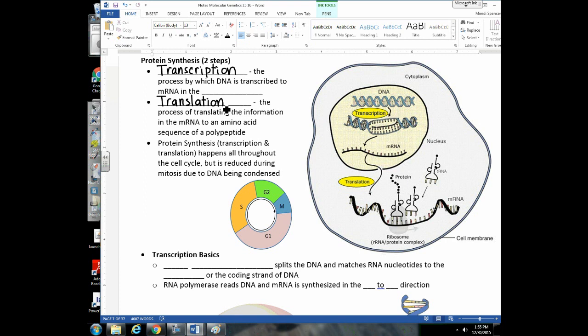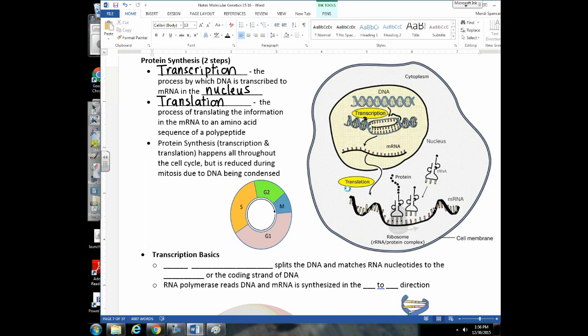Now, I'm just giving you a big idea of what's happening in transcription and translation, and then we're going to focus on the details of each of these processes. In transcription, the DNA gene is being copied, just the gene, not the entire DNA molecule. The gene is being transcribed to mRNA, and this takes place in the nucleus. So we can see here that the DNA is being split open. You see it being split open right here. We have the mRNA being made. So this is transcription, and it's taking place in the nucleus.